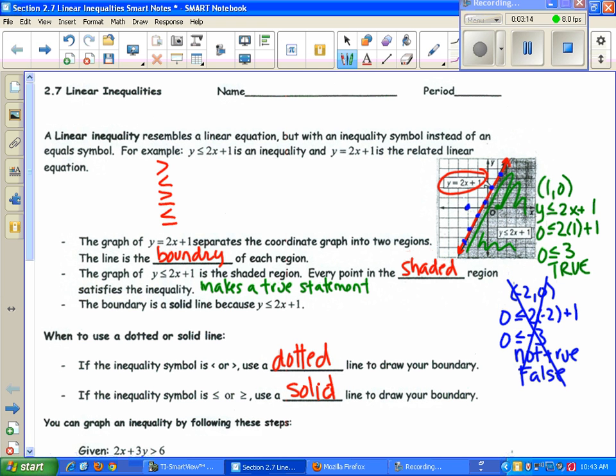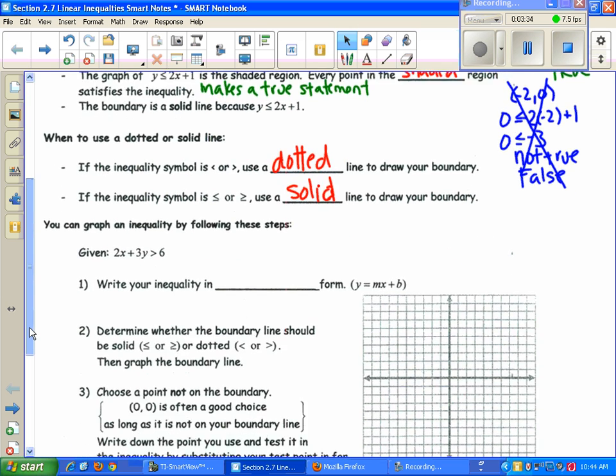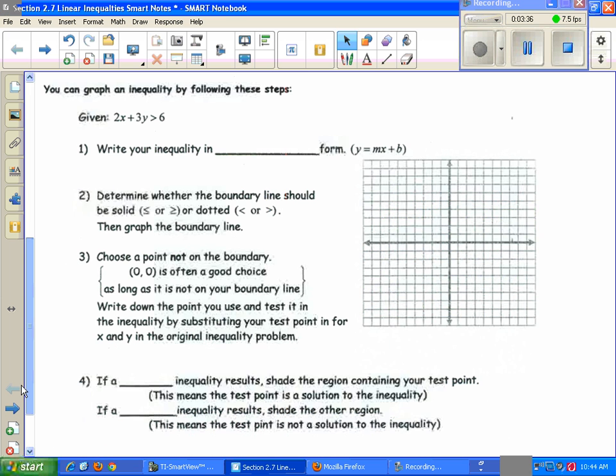Whereas if it was dotted, for instance if the equation we have right here was y is less than 2x plus 1, I would have had to make my boundary a dotted line, and then those points on my boundary line would make my inequality statement not true. So let's go ahead and practice graphing these.